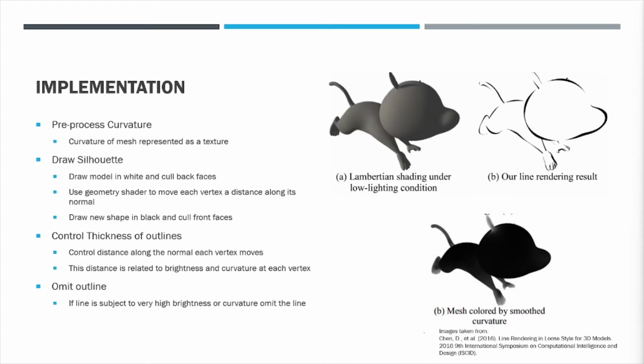In order to draw the silhouette, we draw the model in white and we cull the back faces. We then use a geometry shader to move each vertex outwards along its normal, and we draw this new shape in black and cull the front faces. To control the thickness of these outlines, we can control the distance along each normal that a vertex is moved. That distance is related to the brightness and curvature at each vertex. We can then omit lines based on areas of high curvature or high brightness.